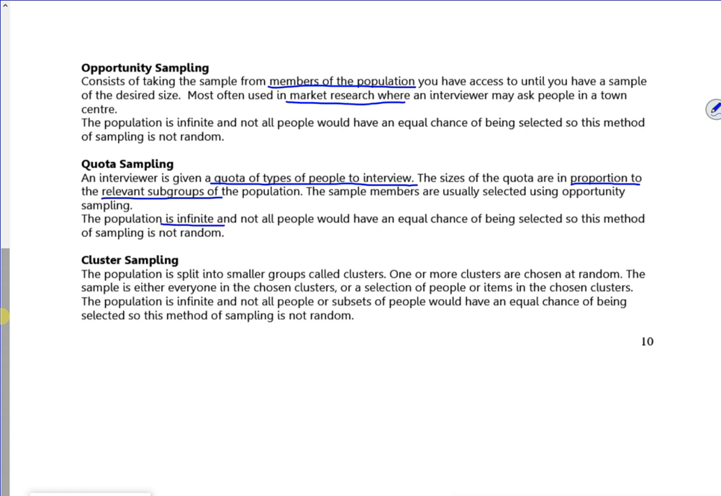So it says the population's infinite, not all people have an equal chance, so it's not random. Then you've got cluster sampling. The population is split into smaller groups called clusters. One or more clusters is chosen at random. The sample is either everyone in the chosen cluster or a selection of people or items from the chosen clusters. Once again, the population is infinite, and not all the subgroups will have an equal chance of being selected. Okay, right, so there are some questions on the next page.